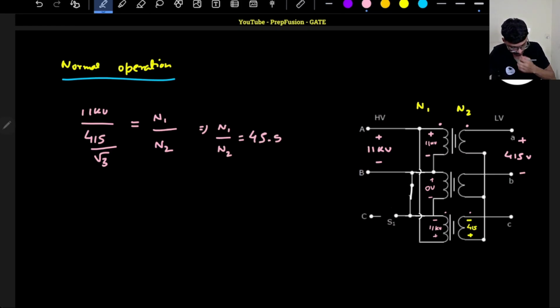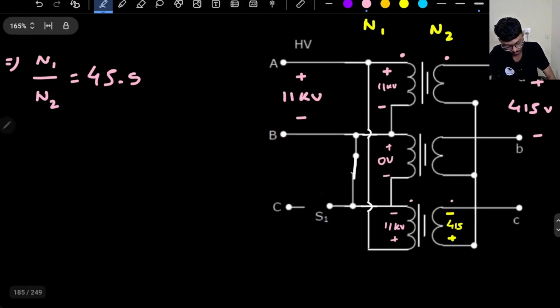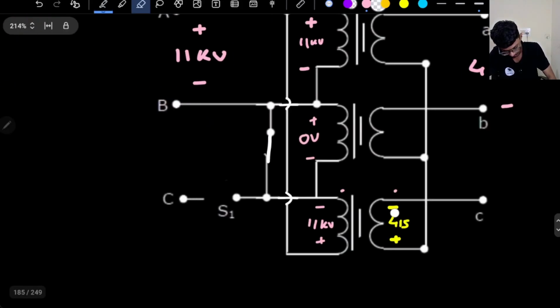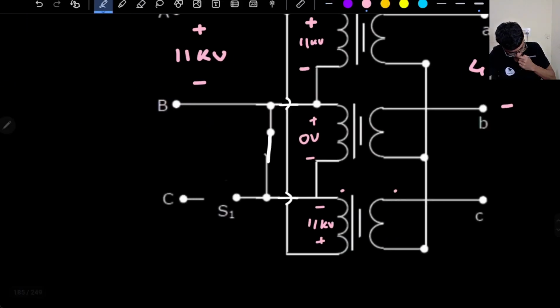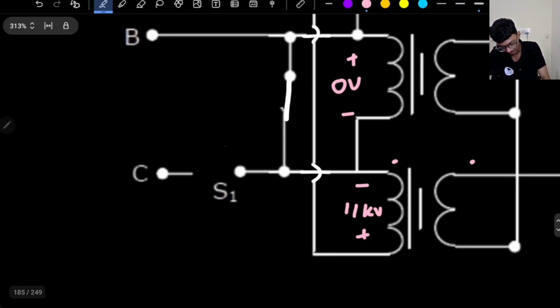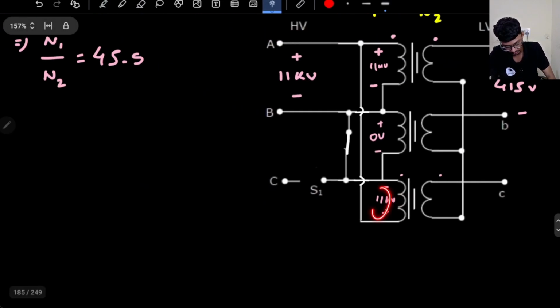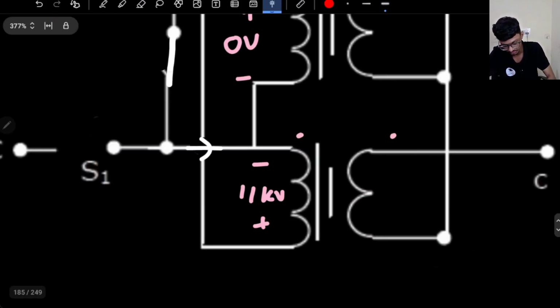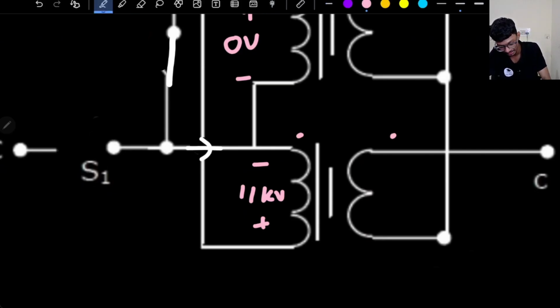Now let's come to this point. I know that here I am applying 11 kilovolt, because here the line voltage and phase voltage are the same. So what will be the voltage here? The voltage here will actually be 415 by root 3, right? This value will not be 415. This value will be 415 by root 3, but the polarity will be as shown here.